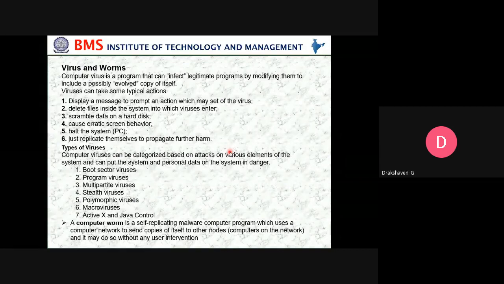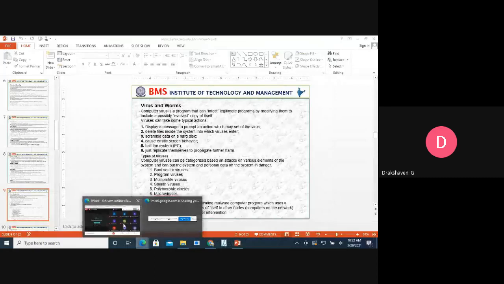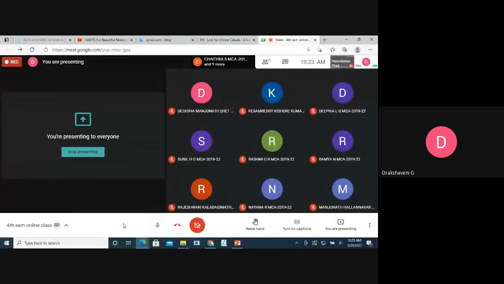Then we have seen what a virus is and what a worm is. A virus is an infected or legitimate program where the copies can be included. Yes, I'll stop here. We'll continue.